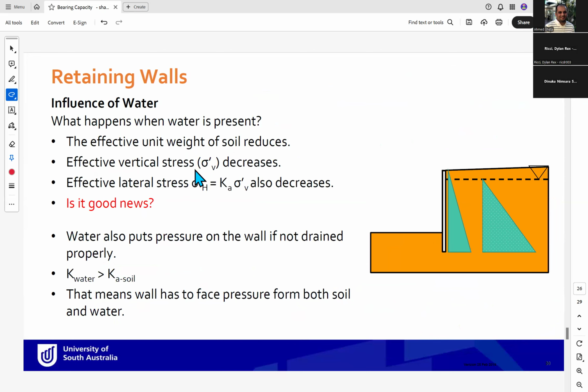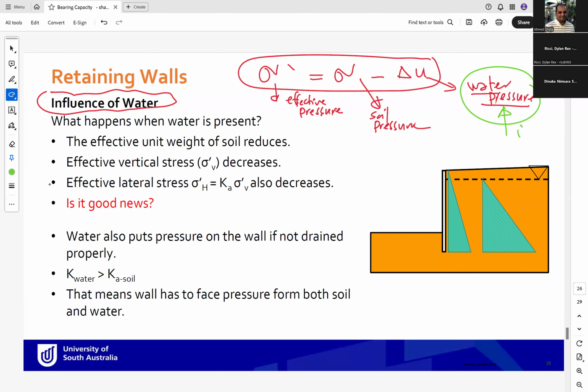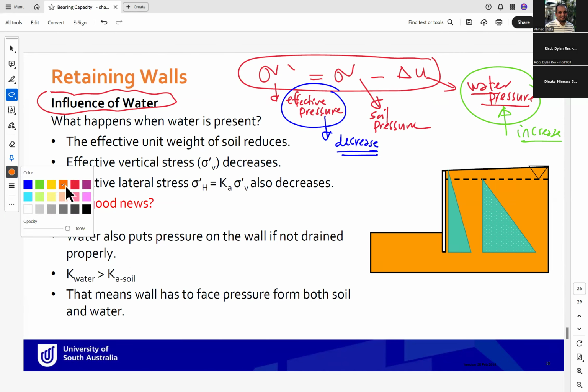Okay. And now just quickly explain what happened due to water on the soil. If you remember, in the earlier lectures we have a formula of the effective pressure equal to the pressure minus the water pressure. So the effective pressure on soil equals the soil pressure minus water pressure. Okay, so what happens when water pressure increases? The effective pressure decreases.